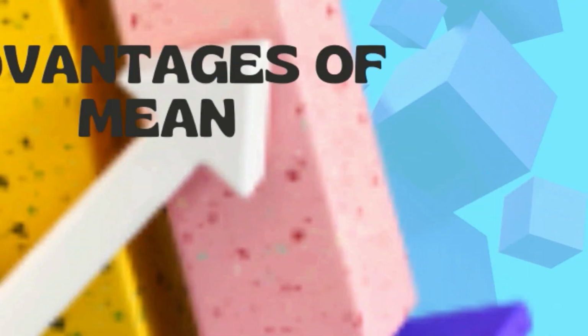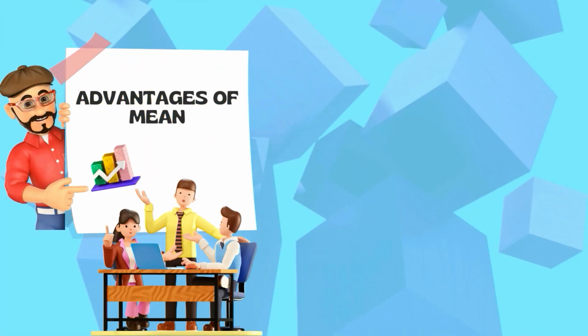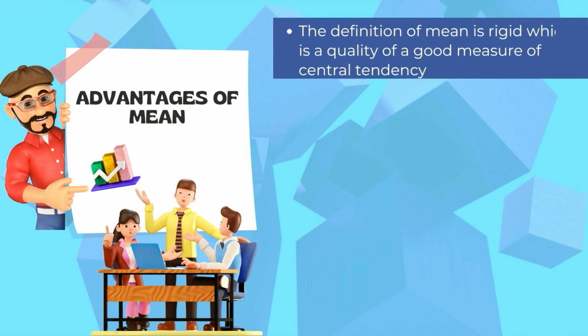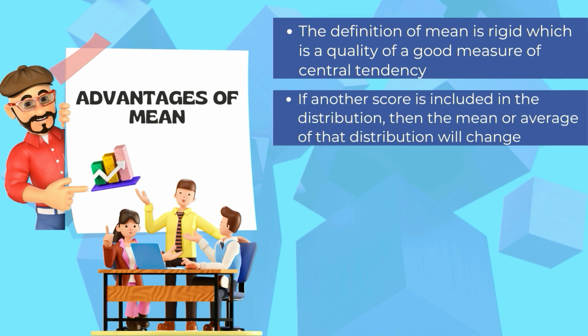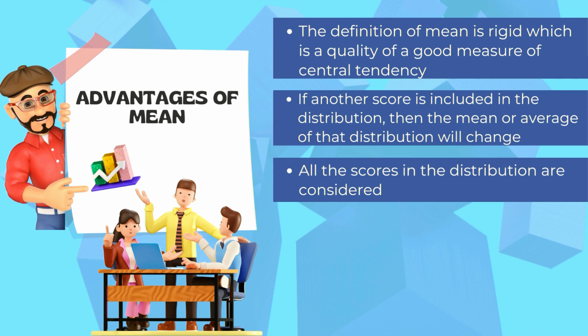So let me talk about the advantages of mean. As the definition suggested, mean is very rigid, which is a quality of a good measure of central tendency. We frequently use this measure of central tendency. It is very easy to understand and also very easy to calculate. How it is easy, we will discuss in the further calculation part. Then all the scores of the distribution are considered during the calculation of mean. This is the kind of advantage that you can see in the mean.